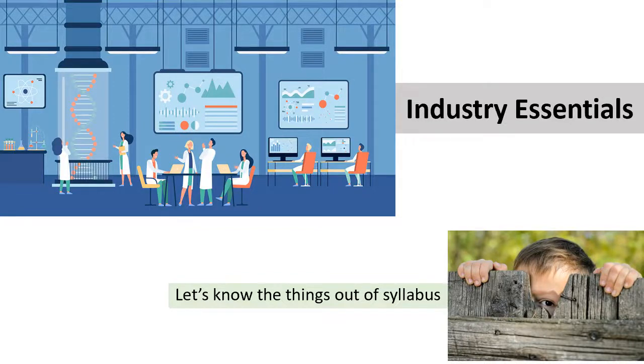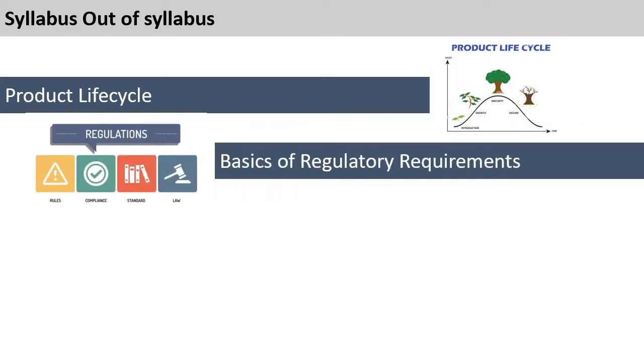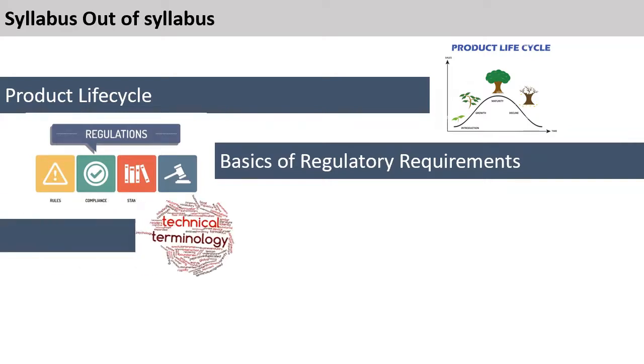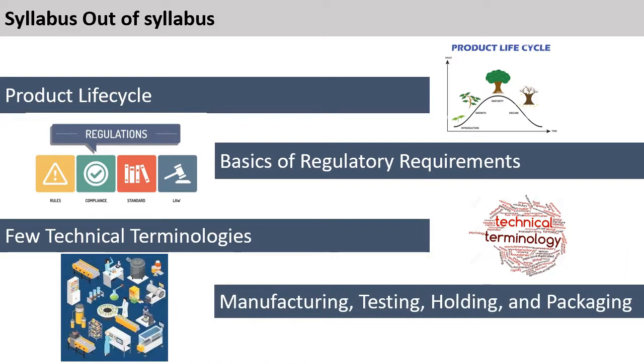We shall be peeping into the different processes, terminologies, and basic requirements to run the pharmaceutical business. Okay, so let's see what this program would include. Yes, we shall start with product life cycle, which would help you to know the high-level process of pharmaceutical business. Then we shall be talking about basic regulatory requirements, followed by technical terminologies and their definitions and usage. At the end, we shall see manufacturing, testing, holding, and packaging processes.